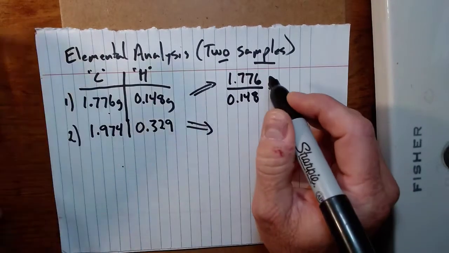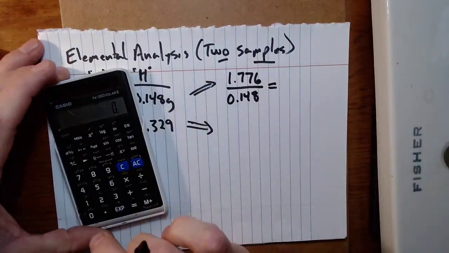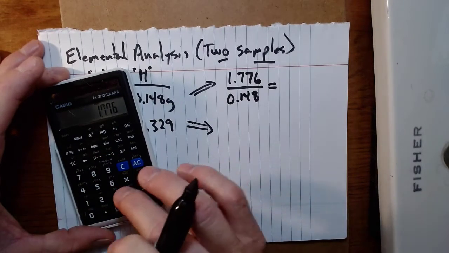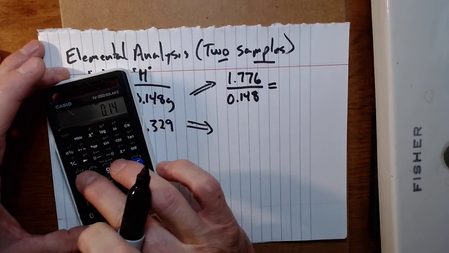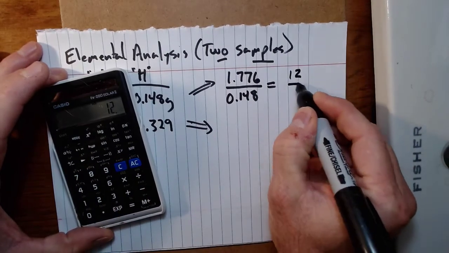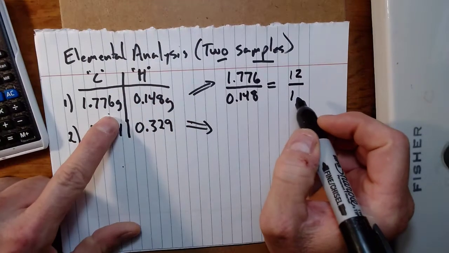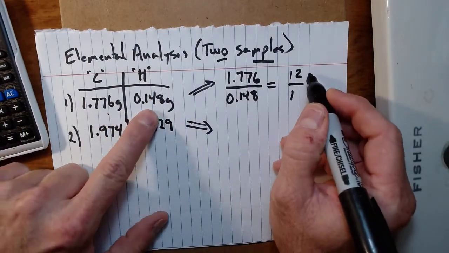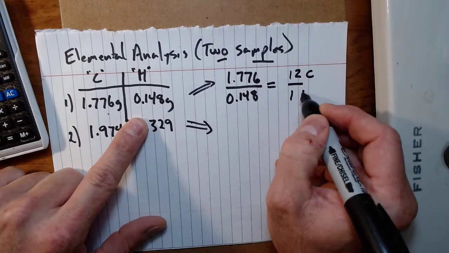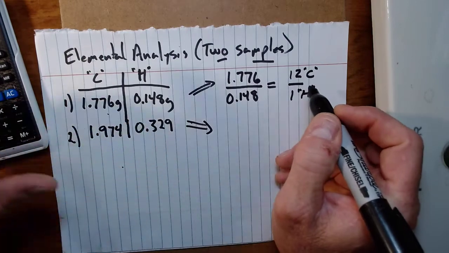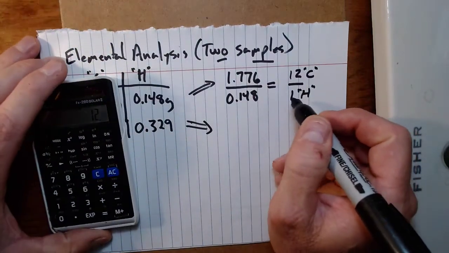So if we run the math, I'll just bring the calculator out, 1.776, and we're going to divide that by that 0.148, we get 12. So we're going to put it as 12 to 1. So we're still talking about the grams of carbon over the grams of hydrogen. So the grams have kind of canceled out, but this is still for carbon, this is still for hydrogen. So it gives us its lowest ratio, 12 carbons for every 1 hydrogen.